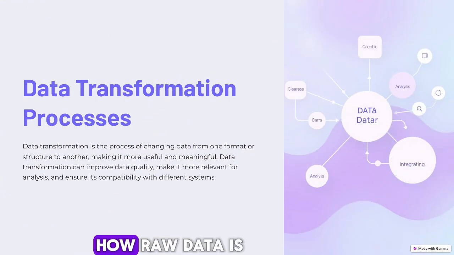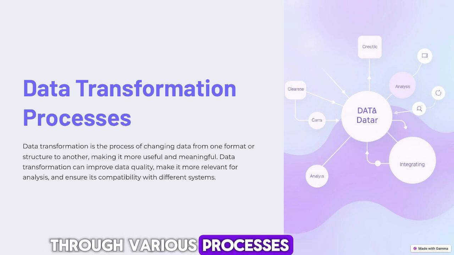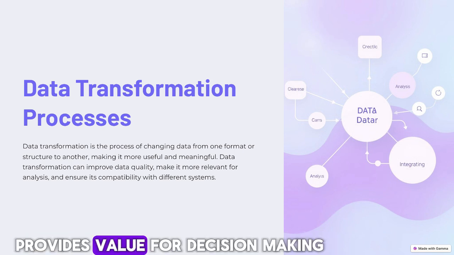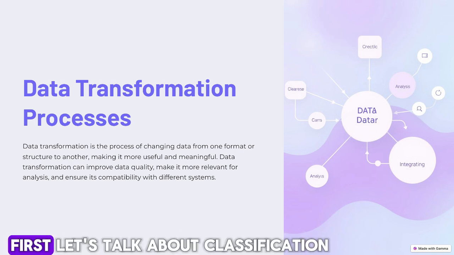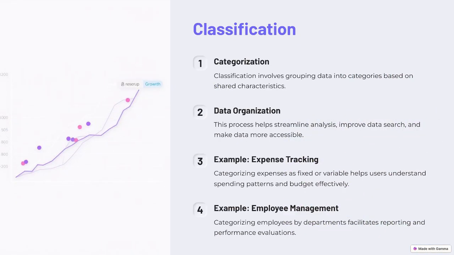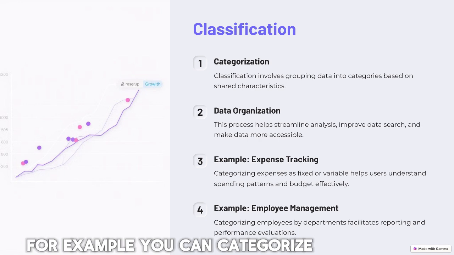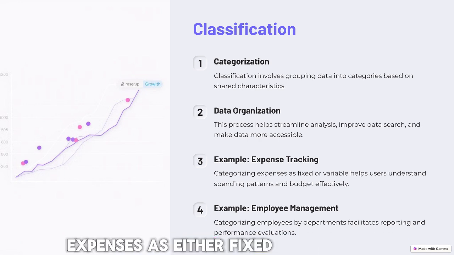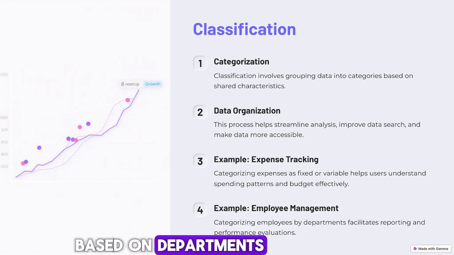Now we're exploring how raw data is transformed into useful information through various processes, and how this information provides value for decision-making and business operations. First, let's talk about classification. Classification involves placing data into specific categories. For example, you can categorize expenses as either fixed or variable costs. Another example is categorizing employees based on departments.